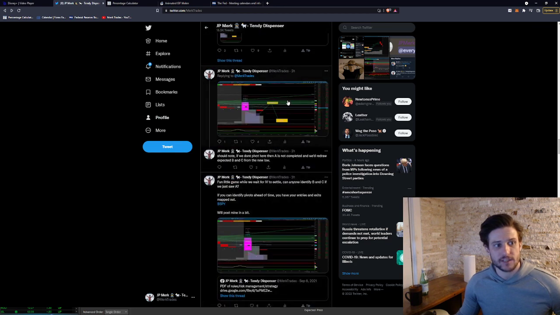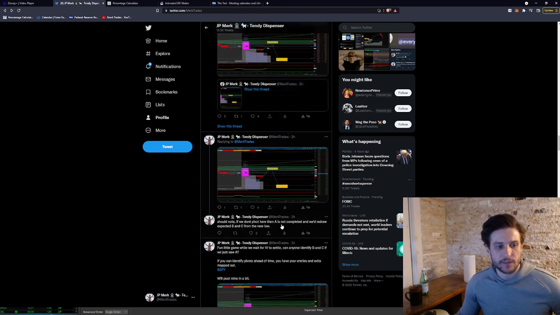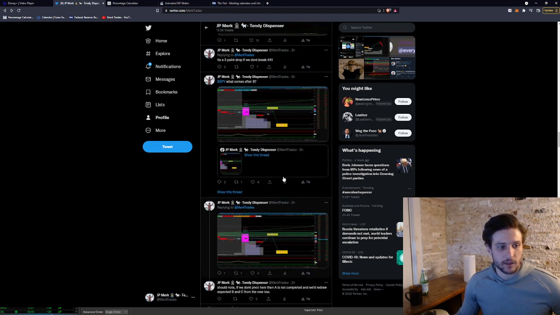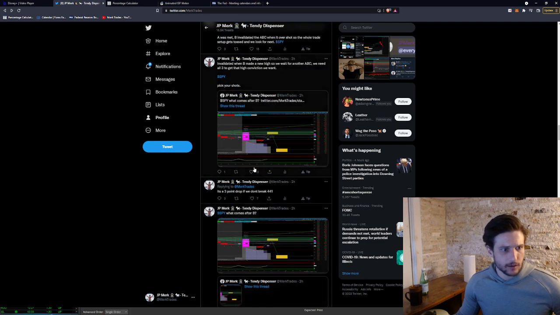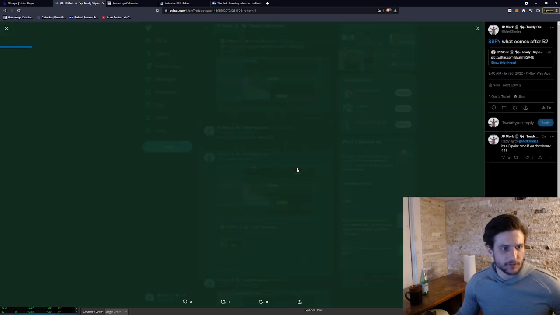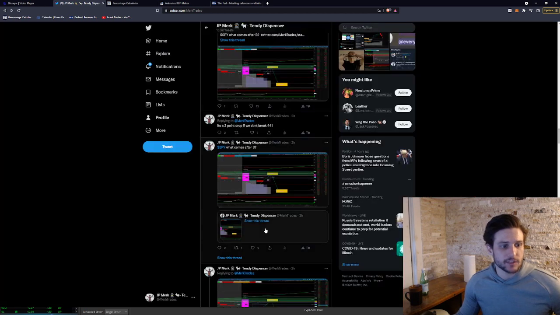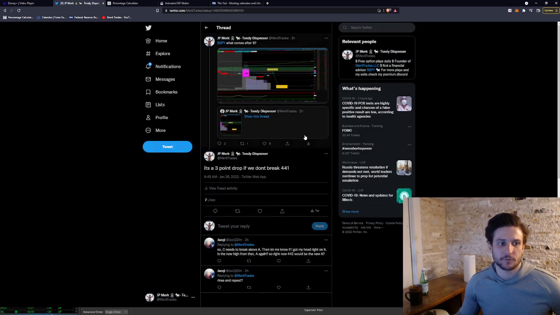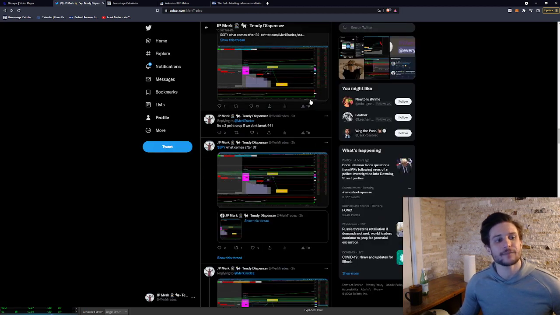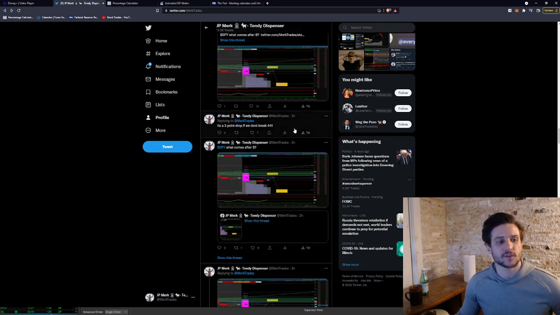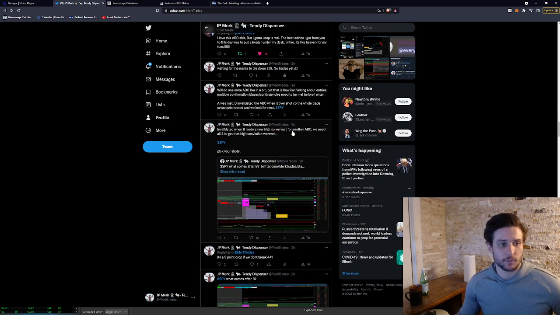So the next post was, I had mentioned what comes after B, and then I tweeted, it's a 3-point drop if we don't break 441. So that's the invalidation number I'm looking for. We didn't break 441, or we did break 441. It went above it. So the drop no longer is a conviction of mine, so I just tossed the trade.